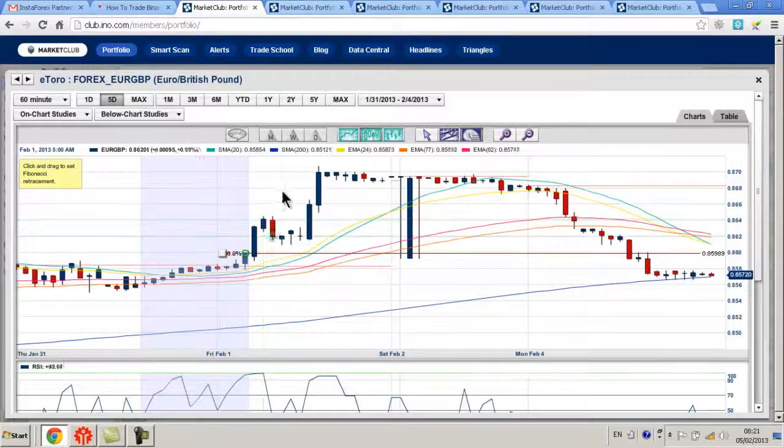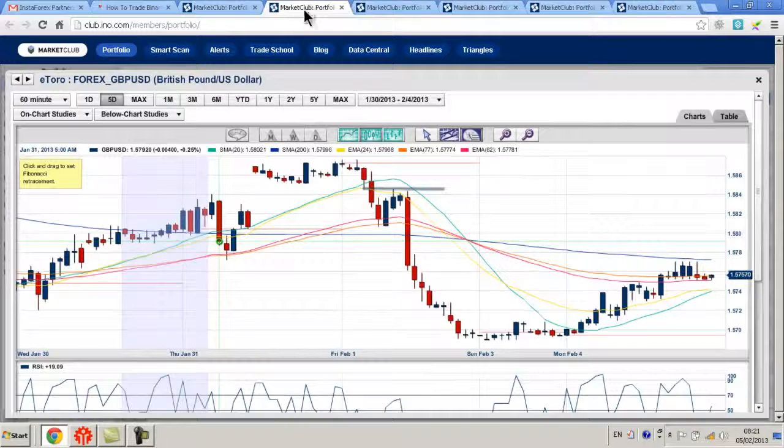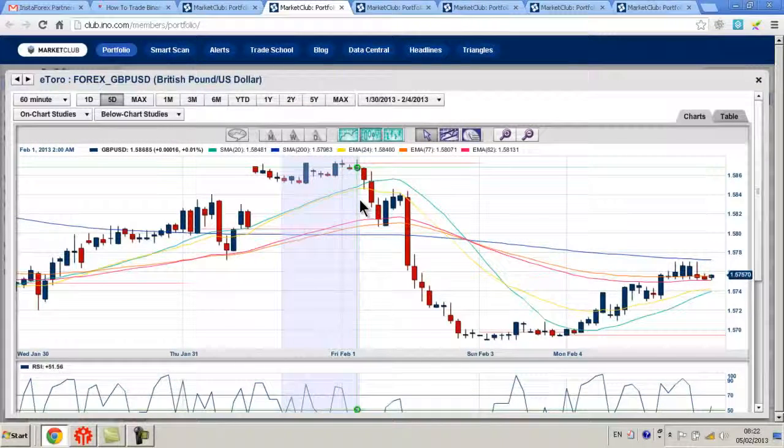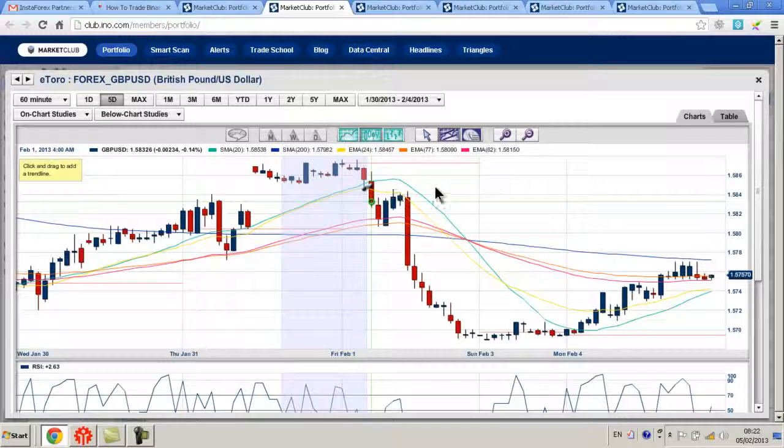So let's have a look at another chart. So that's Euro British Pound. Okay, but let's have a look at the British Pound versus the US dollar for the same time. So the times we took there were 4 p.m. to 3 a.m. Okay, so take the same times again. So British Pound, US dollar. And you can see a low inside here. Okay, so that 4 a.m. on the 1st of February, the British Pound was going down against the US dollar.